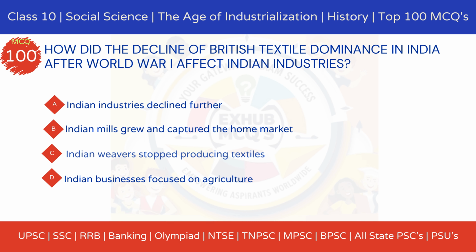MCQ 100. How did the decline of British textile dominance in India after World War I affect Indian industries? Option A. Indian industries declined further. Option B. Indian mills grew and captured the home market. Option C. Indian weavers stopped producing textiles. Option D. Indian businesses focused on agriculture.